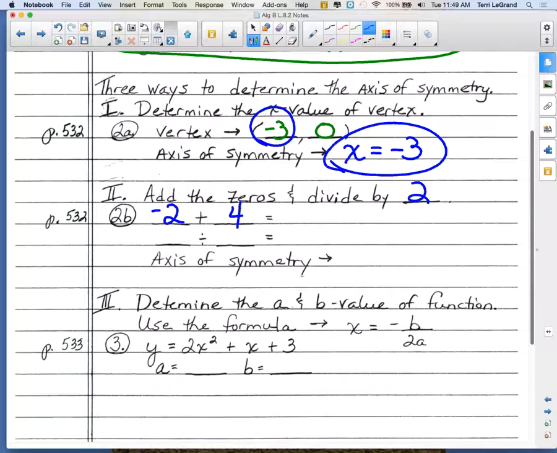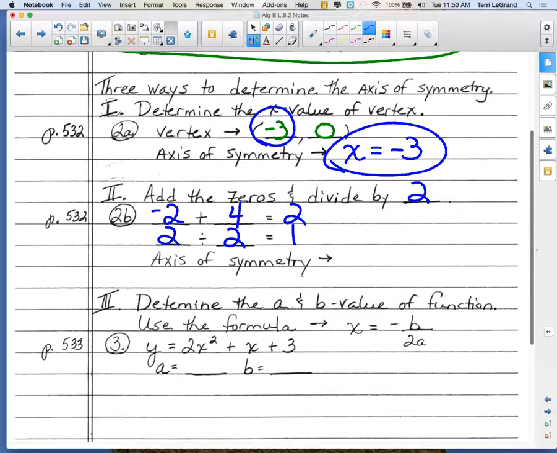Everybody agree with that? That the zeros are negative 2 and positive 4? The x values of the points on the x-axis? Well, that adds up to what? 2, positive 2 or negative 2? Positive 2. Okay, so now we're going to take that positive 2, our sum of our zeros, and we're going to divide it by 2 to get it in half. Got lots of 2's going on in this, sorry. And 2 divided by 2 is 1.